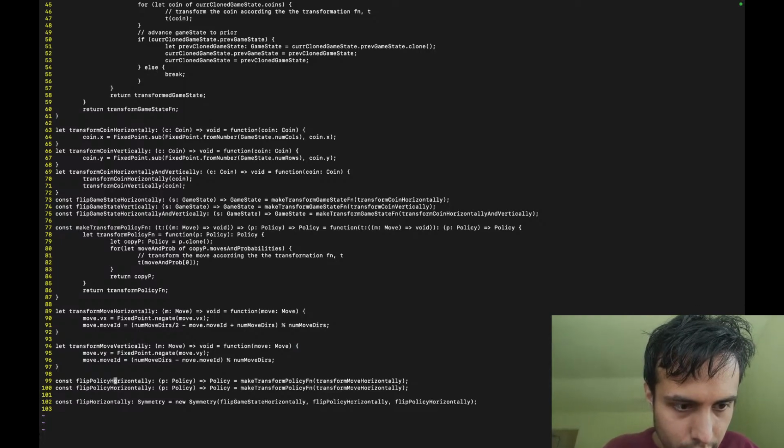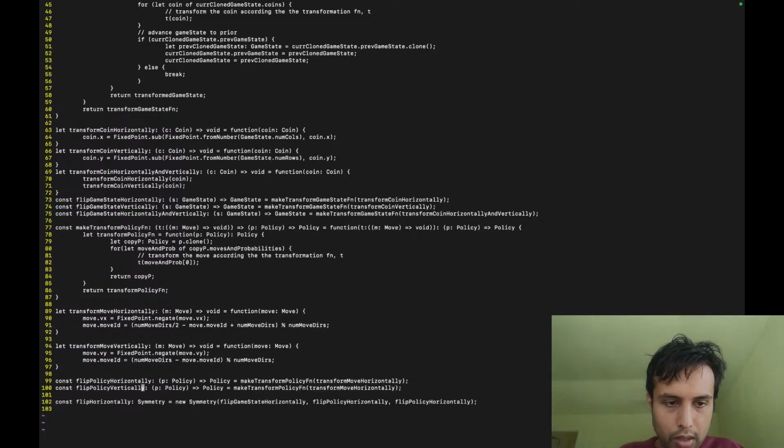Let's use a restroom, but I want to try to finish this flipping transform policy symmetries, and I want to just end the stream.